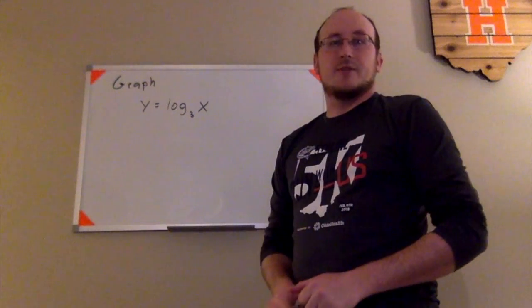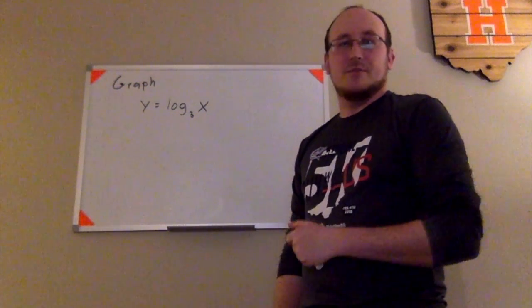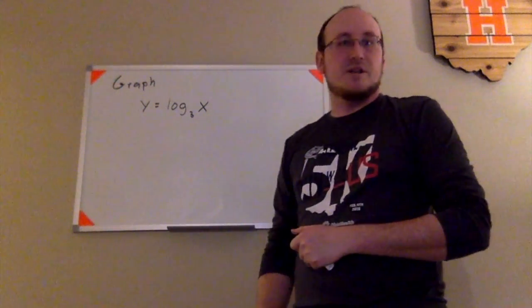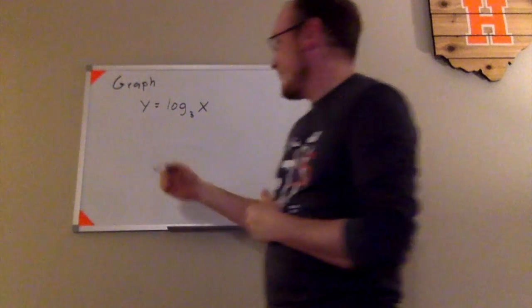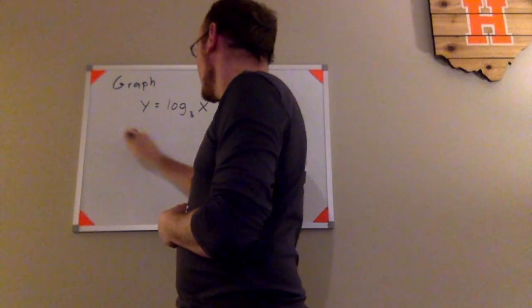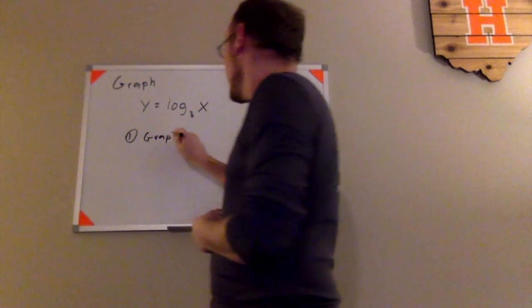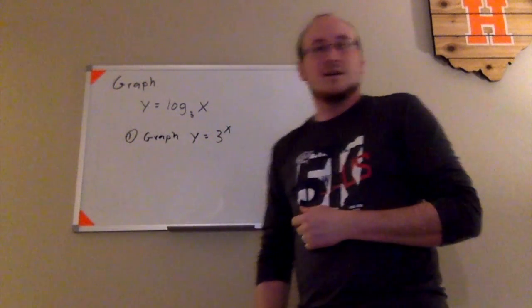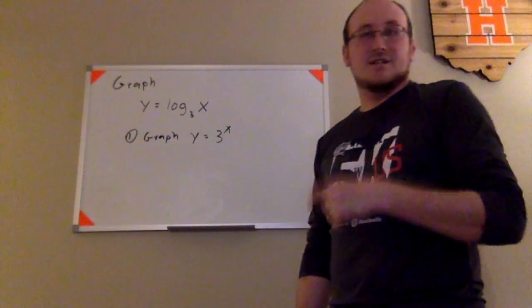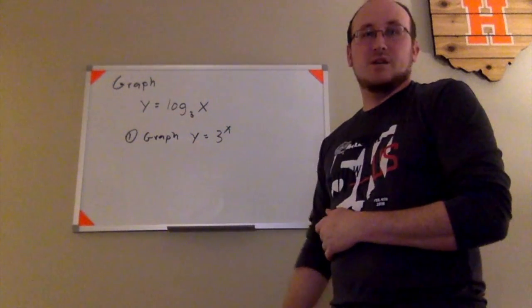Okay, so we're going to look at how to graph a logarithmic function. In this example, I'm going to try to graph y equals log base 3 of x. The first thing that I'm going to do is actually graph y equals 3 to the x, the exponential of that. Log base 3 of x is actually the inverse of this base 3 exponential.